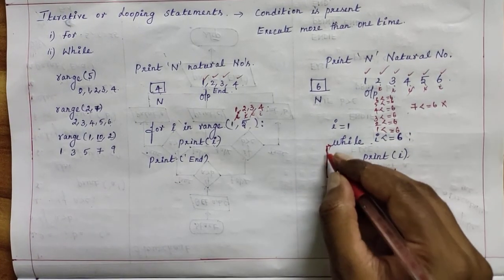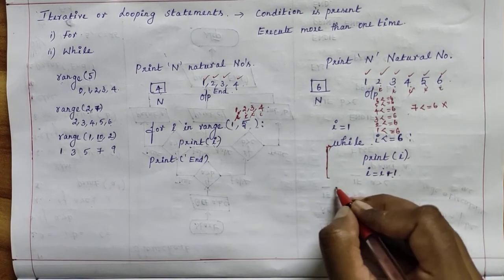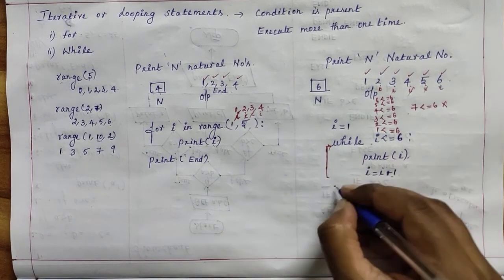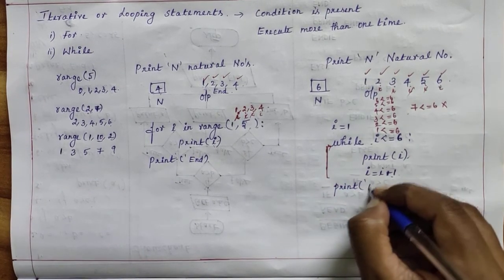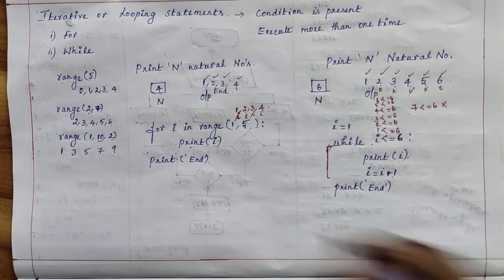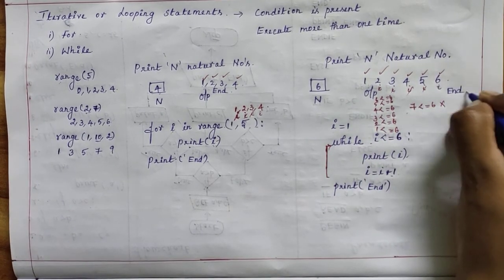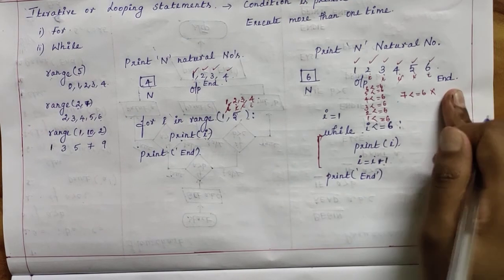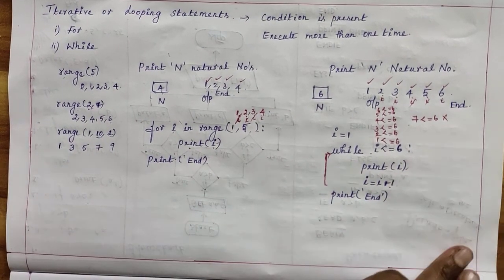Therefore, now the control comes here. Here I am just writing print end. So after executing this, finally we are getting the output end. Okay, so this is about the looping statements.